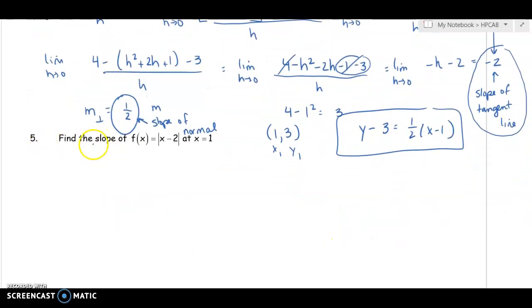Number 5 says find the slope of f of x equals the absolute value of x minus 2 at x equals 1. This one's a little bit tricky.